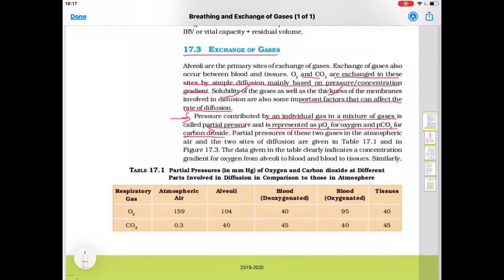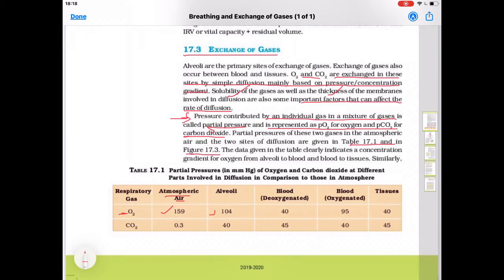Partial pressure of these two gases in the atmospheric air and the two sites of diffusion are given in table 17.1 and in figure 17.3. The data given in the table clearly indicates a concentration gradient for oxygen from alveoli to blood and from blood to tissue. Now just see in this table for oxygen. First we are considering oxygen. In the atmospheric air, its value is 159 mm of mercury. And in the alveoli, it is 104.